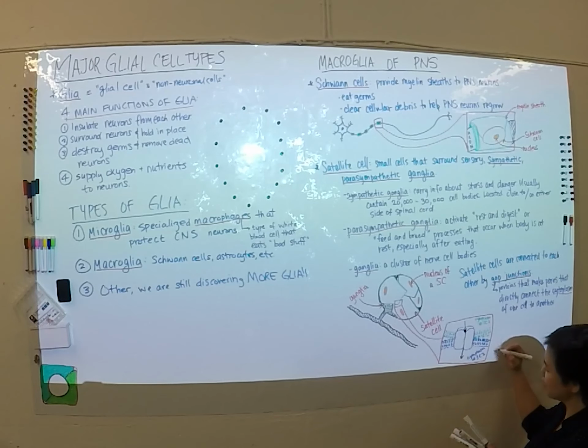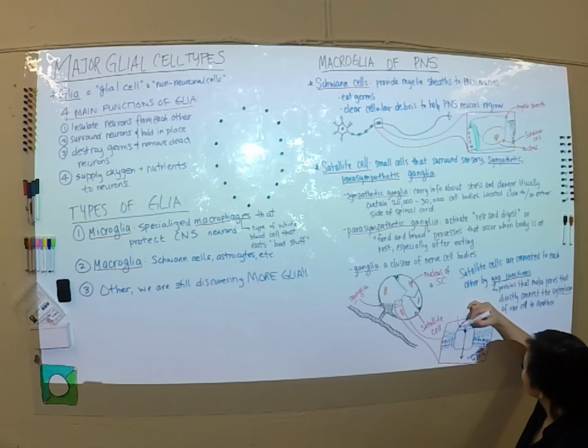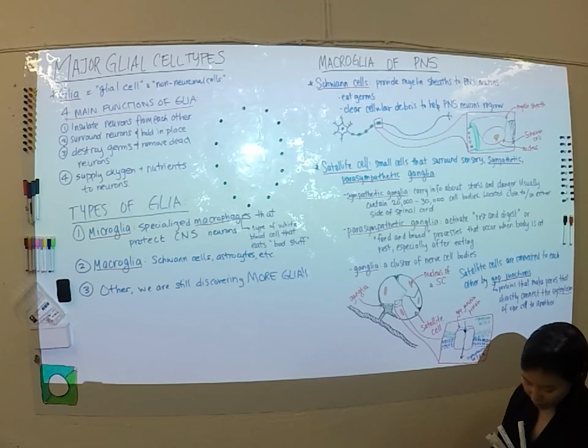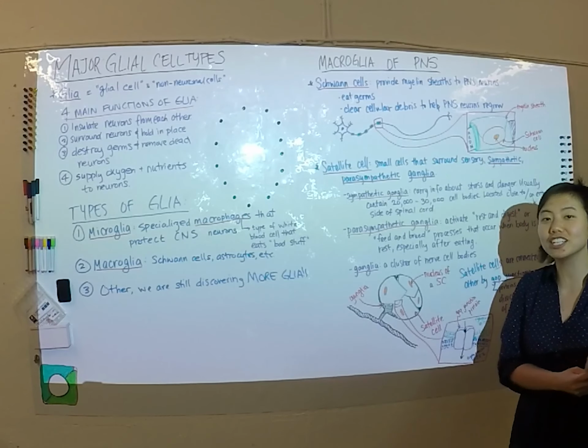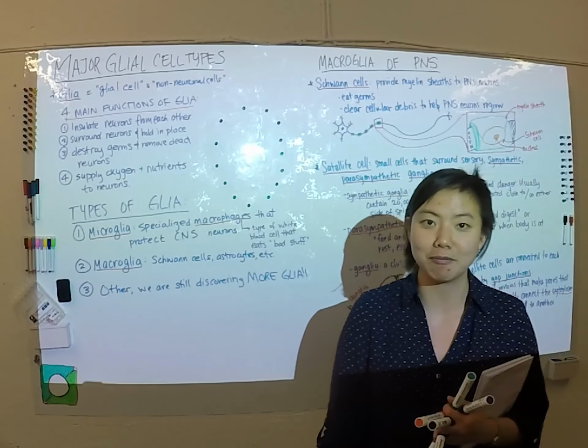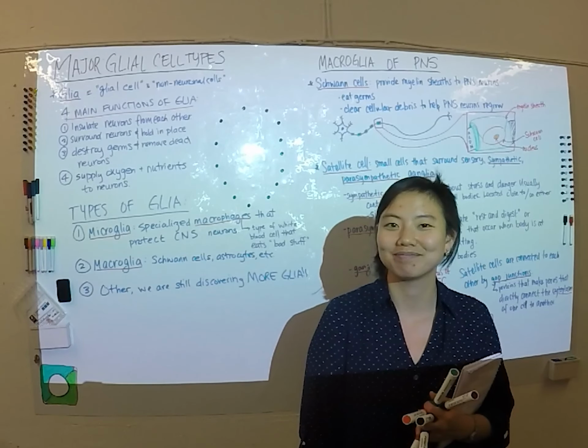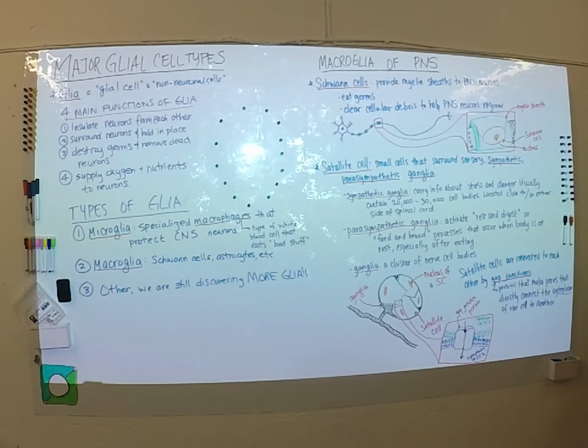So let's label this as our gap junction protein. All right. Okay, so we have how many more? Oh, that's it. Great. So next we're going to move on to macroglia of the central nervous system, and that will be the next video. Okay. Step aside.